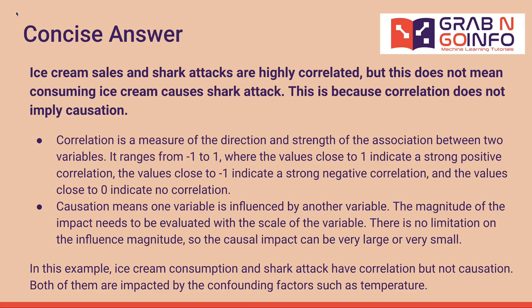Causation means one variable is influenced by another variable. The magnitude of the impact needs to be evaluated with the scale of the variable. For example, the causal impact of $1,000 can be a large impact for monthly salary change, but can be a small impact on the housing price change. There is no limitation on the influence magnitude, so the causal impact can be very large or very small. In this example, ice cream consumption and shark attacks have a correlation but not causation. Both of them are impacted by confounding factors such as temperature.